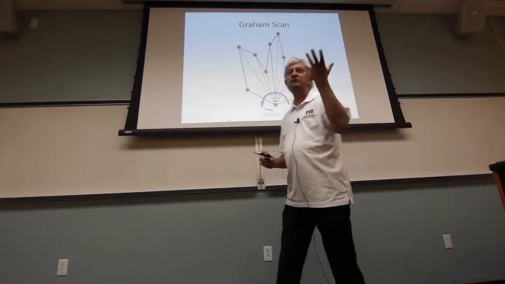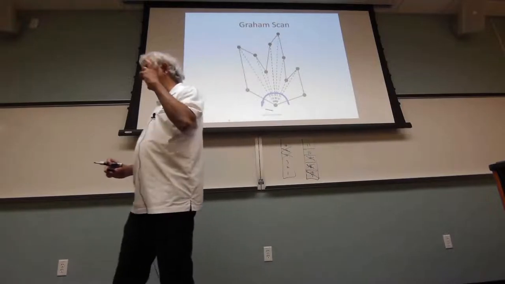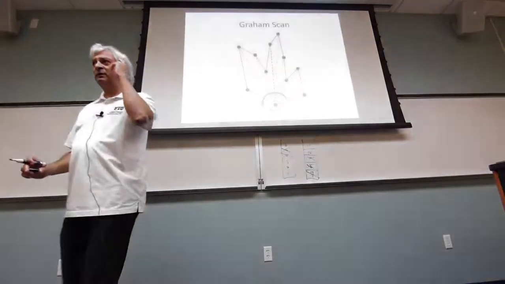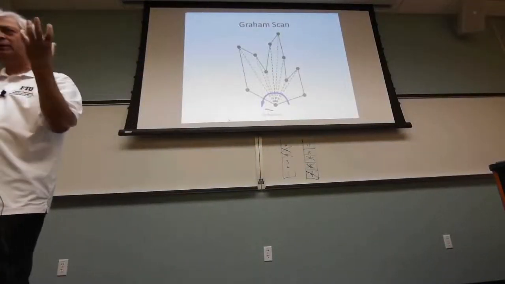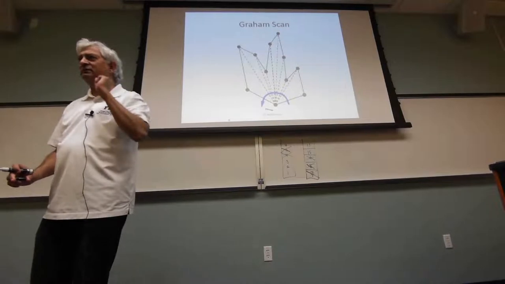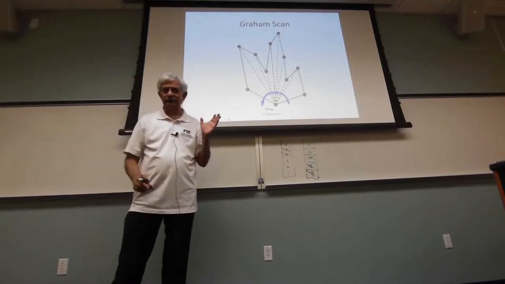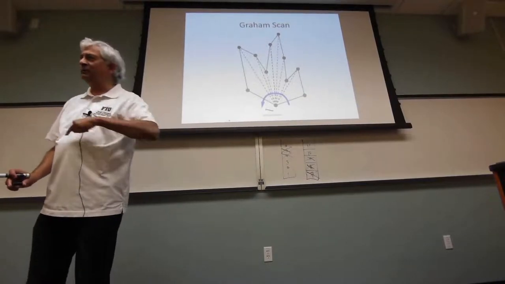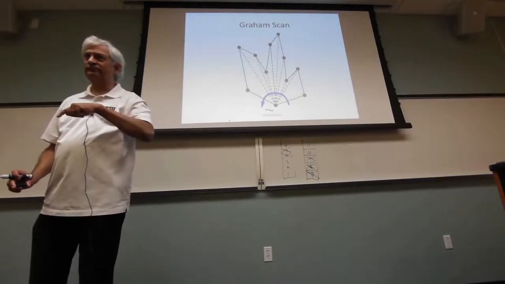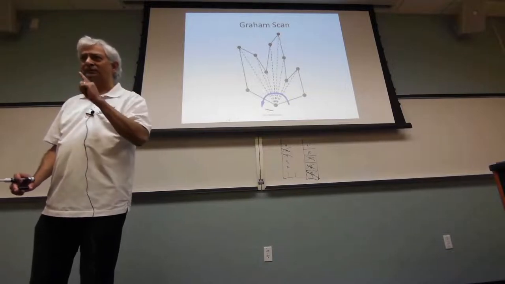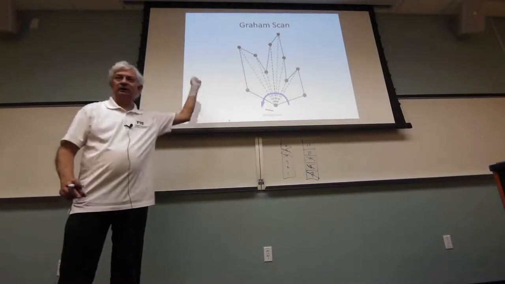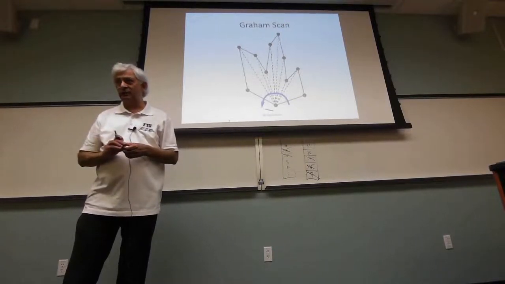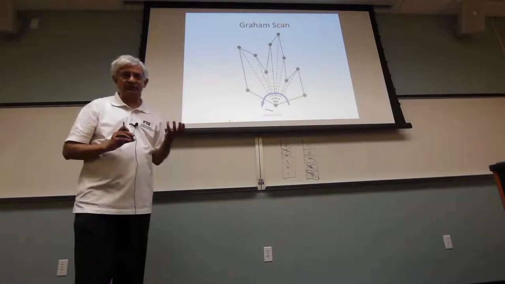Use a stack. The top 3 items on the stack, you check whether they form a left turn. Anytime you remove something, once again check the top 3, make sure they form a left turn. Everything must form a left turn, because for a convex hull to happen, all of these are left turns. That is assuming you're going clockwise. If you went this way, everything would be a right turn. Is that clear? And the left turn test is something we discussed last time.